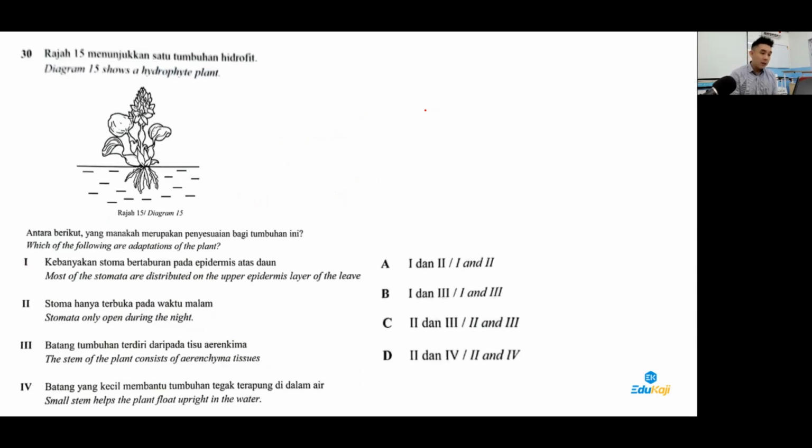So water hyacinth here, most of the stomata, they are distributed on top, okay? This one is wrong. They open during the day. A lot of parenchyma. Parenchyma means they have air spaces. No, 1 and 3. 30 bond. Right, 30 bond.